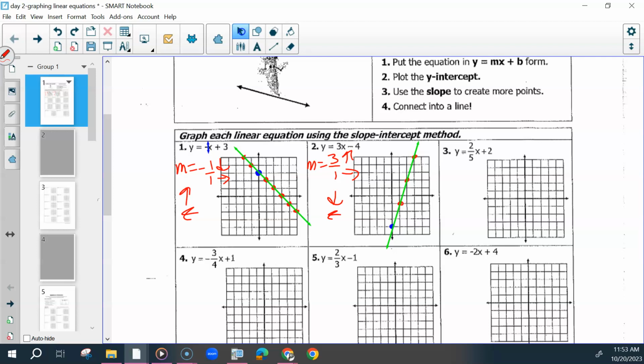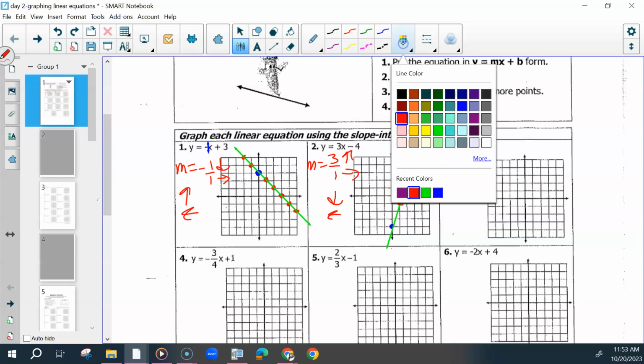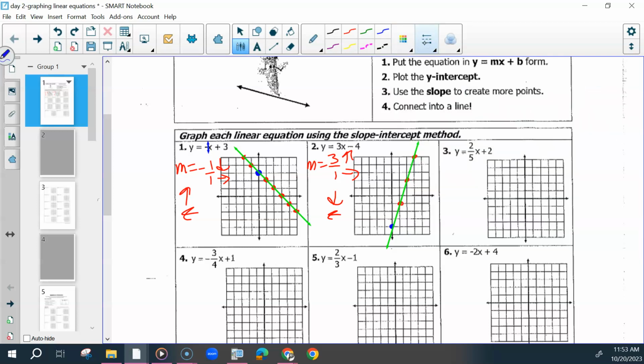Okay, did you have a question? I can explain. You've got to start at negative 4. So line up to negative 4, and then go up 3.